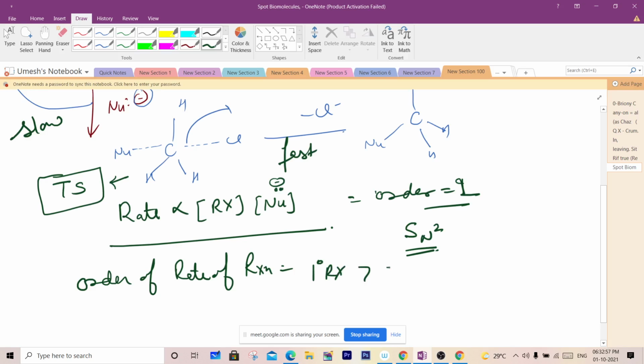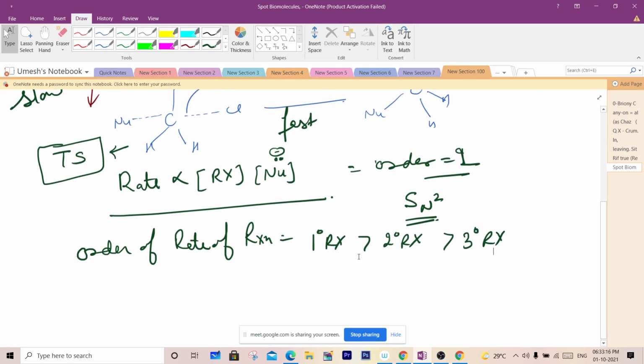Primary haloalkane. Then we have secondary haloalkane. Then we have 3-degree haloalkane. Everyone getting me? Yes, sir. But what about the 2-degree? Will it undergo SN1 or SN2? That's a very good question.